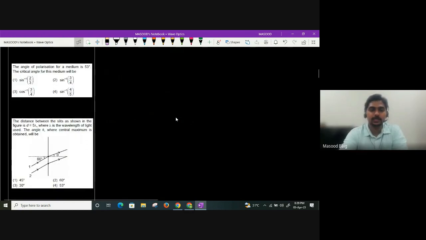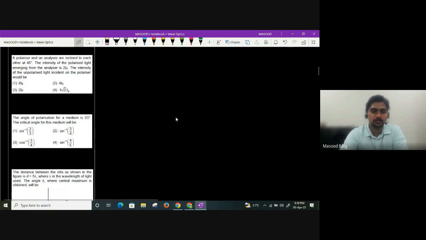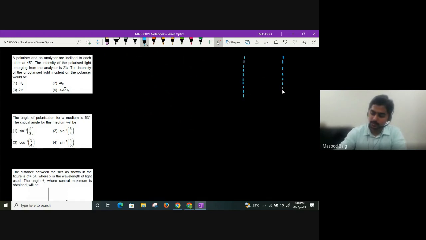A polarizer and an analyzer are inclined to each other at 45 degrees. Initially, if this is our polarizer, I will consider this to be the analyzer. Their transmission axes are parallel to each other. Whenever their transmission axes are parallel to each other, maximum light will come out of the analyzer. Let me make you understand here in this case. Please listen very carefully. This is the polarizer transmission axis. This is the analyzer transmission axis.